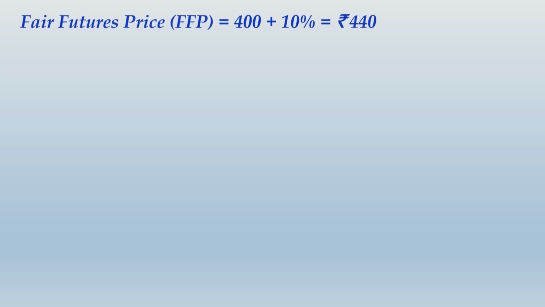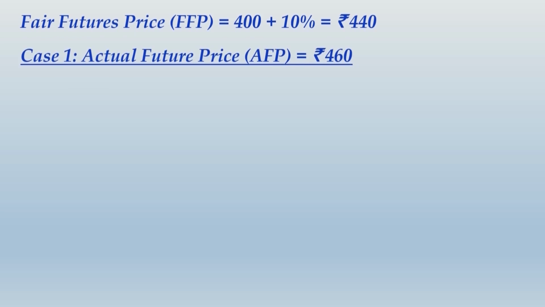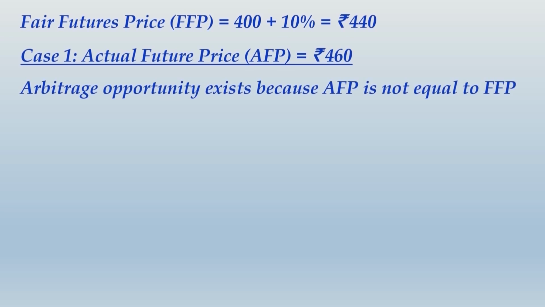And now compare the fair futures price with the actual futures price quoted in the market. So case 1, actual futures price is given as rupees 460. So when you compare, you definitely find that the actual price and fair price are different, and therefore an arbitrage opportunity exists because AFP, that is actual futures price, is not equal to FFP.